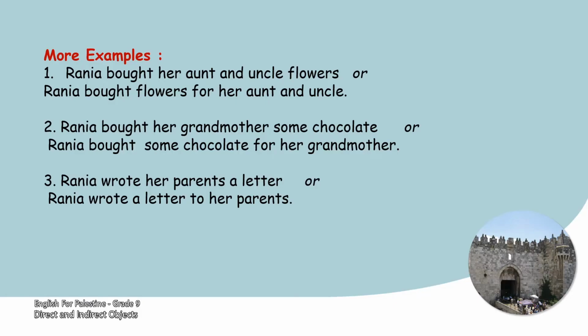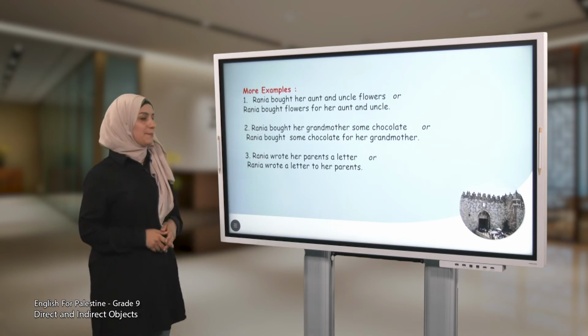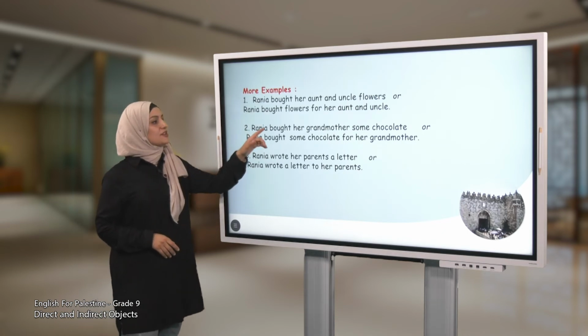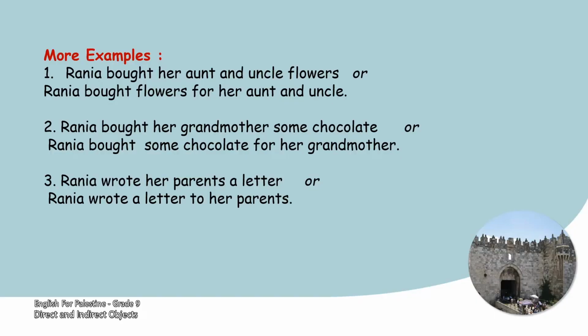Rania bought her aunt and uncle flowers. Or we can say, Rania bought flowers for her aunt and uncle. Let's look at the second example. Rania bought her grandmother some chocolate. Or we can also say, Rania bought some chocolate for her grandmother.